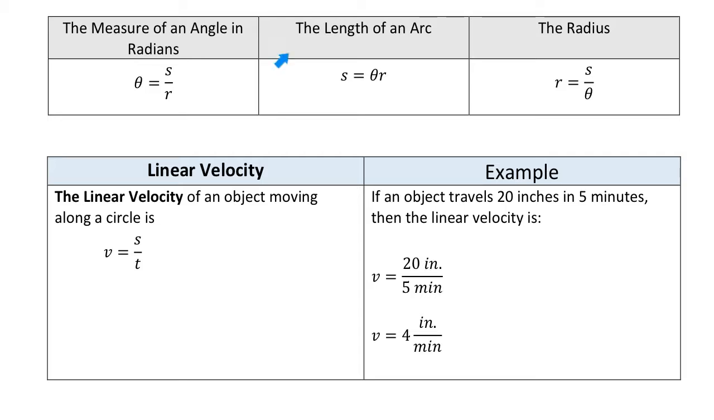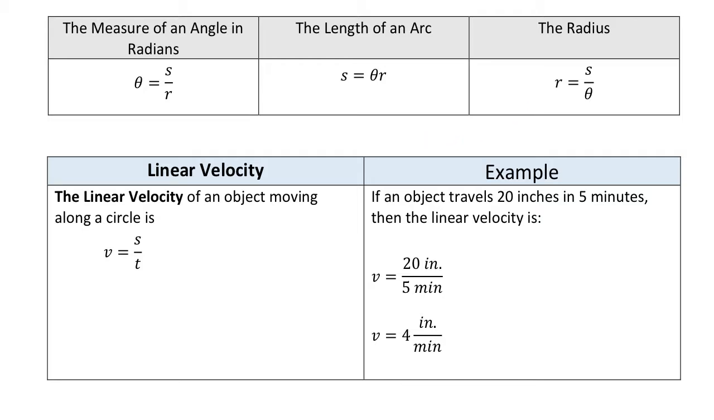To find the length of an arc, we use this formula. s equals theta multiplied by r. And to find the radius, we use this formula. r equals s divided by theta. And again, keep in mind that in all three formulas, theta has to be an angle in radians.